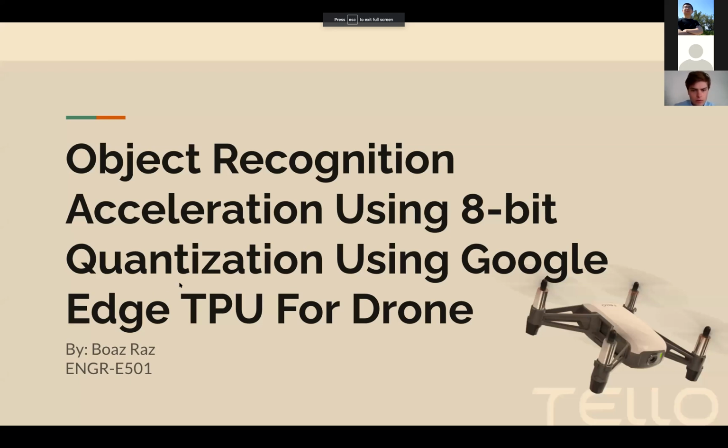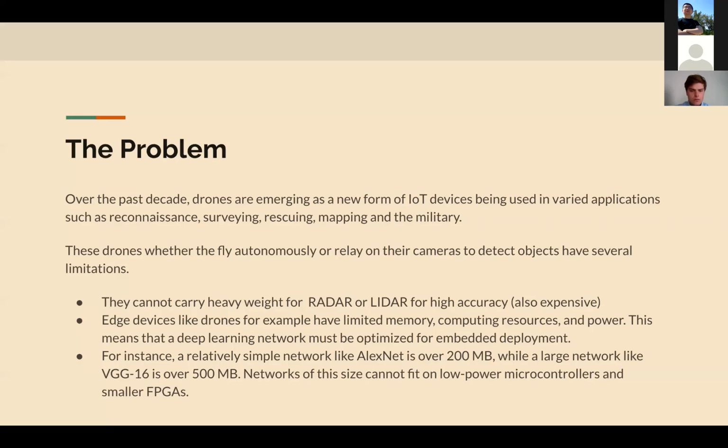So my name is Boaz Raz, and my project was object recognition acceleration using 8-bit quantization with the Google Edge TPU using drones. So again, just to mention it again, the problem was since drones are being used more and more in surveillance, rescuing, mapping, and military, the need for autonomous drones and using their camera for object detection is increasing nowadays.